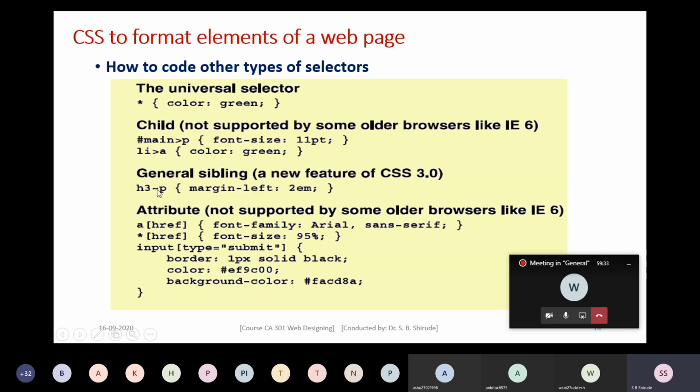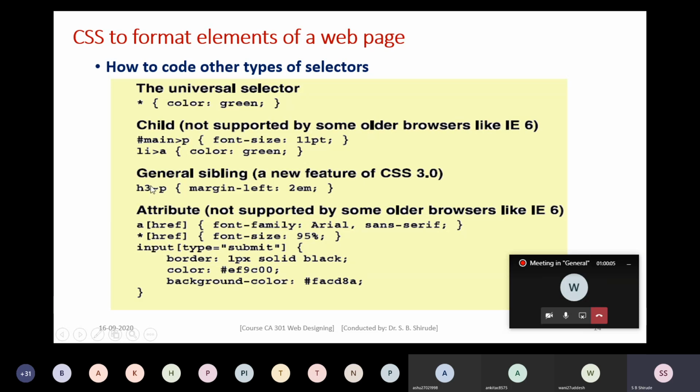Then general sibling. We have implemented adjacent sibling, but general sibling means it will not be exactly adjacent, but it will be a sibling to the H3 somewhere. Therefore H3 tilde sign P. How is the adjacent sibling implemented? By making use of the symbol plus. But how is general sibling implemented? By putting the symbol tilde. General sibling is a new feature which is added in CSS 3.0, and you can use it by using this tilde sign.